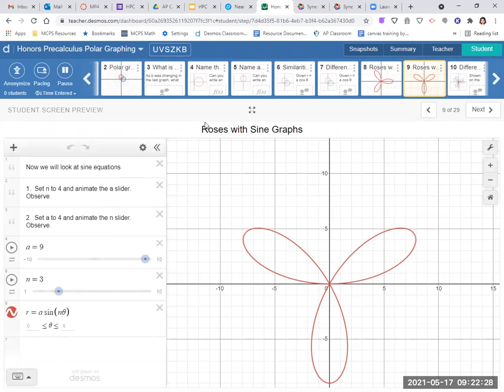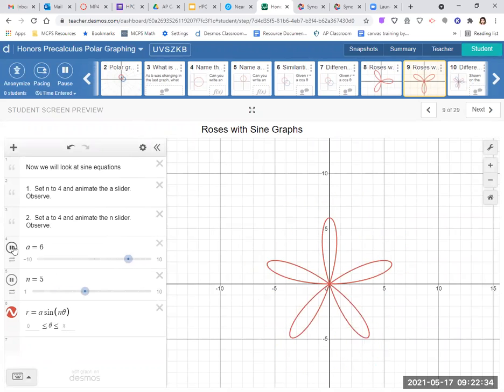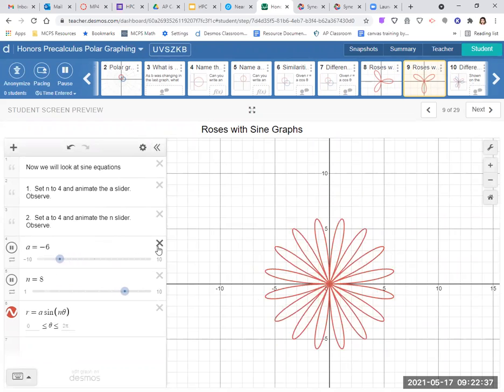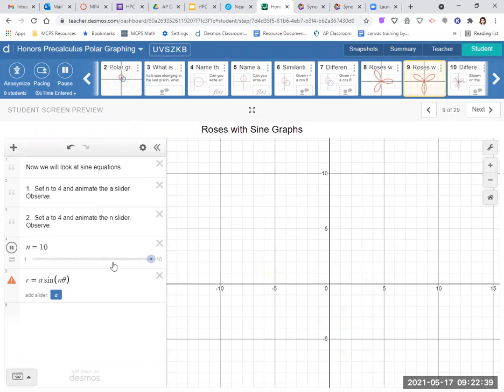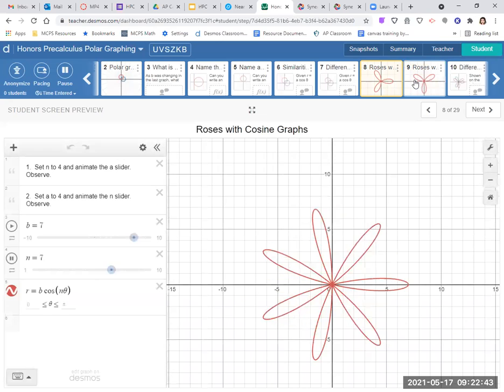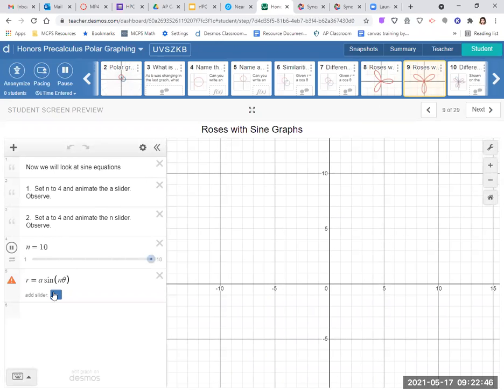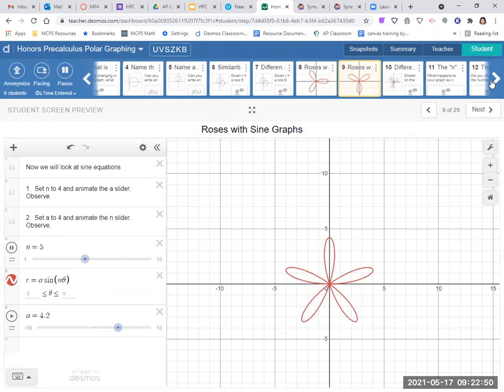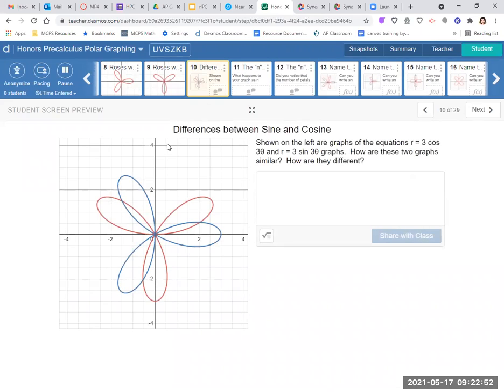And then we'll look at sine equations. So how do sine equations look? Right, so we can animate both of these and see what we see. Okay, so here's where you would type in some differences. What are some differences between the cosine rose graphs and the sine rose graphs? How are they the same?